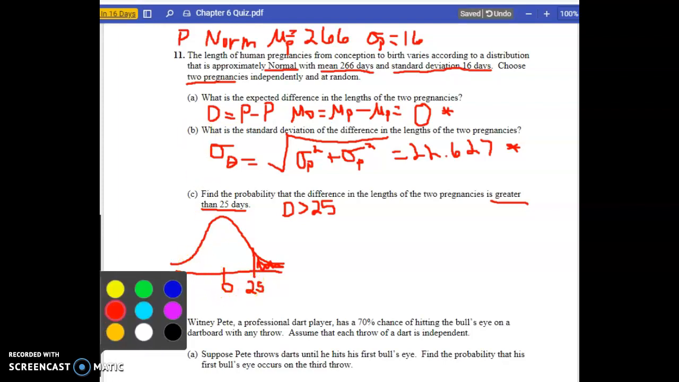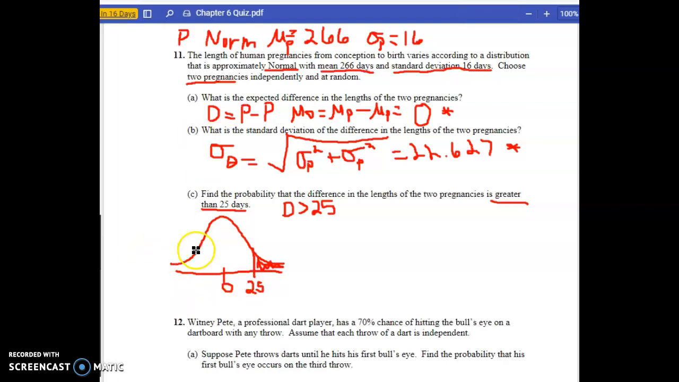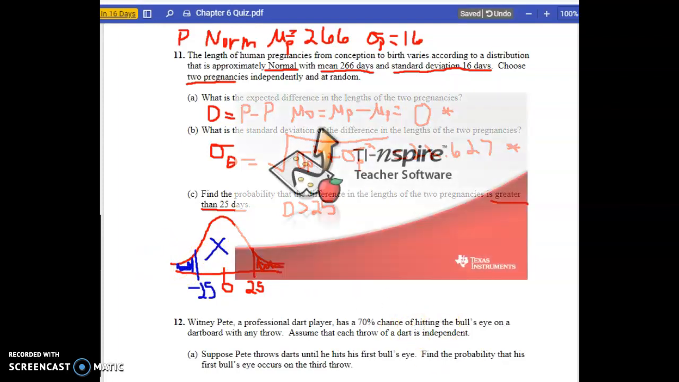I also need to include, I'll pick a different color here, even though it's not really mentioned, that the difference could be less than 25 days, the other extreme. So here I was looking for 2 tails. To calculate this, you could have done 1 minus the middle, that X. Or you could have calculated the right tail, which most of you did, and just multiply it by 2 because of the symmetry here. Either way works. I'm going to bring up my calculator.